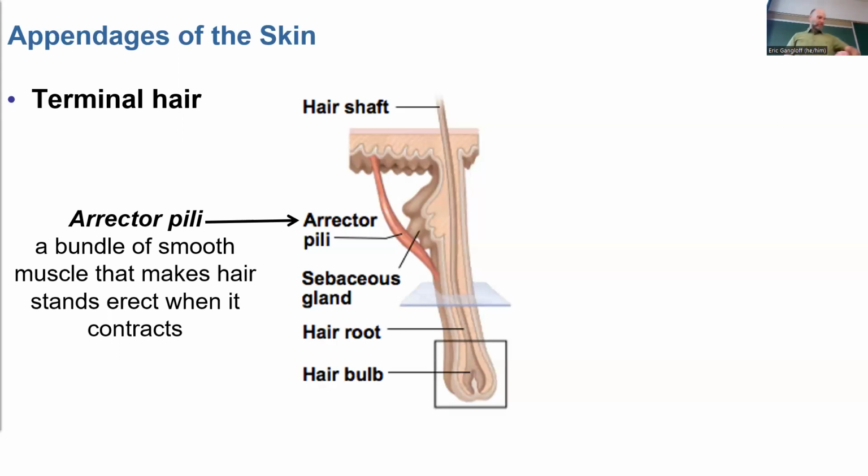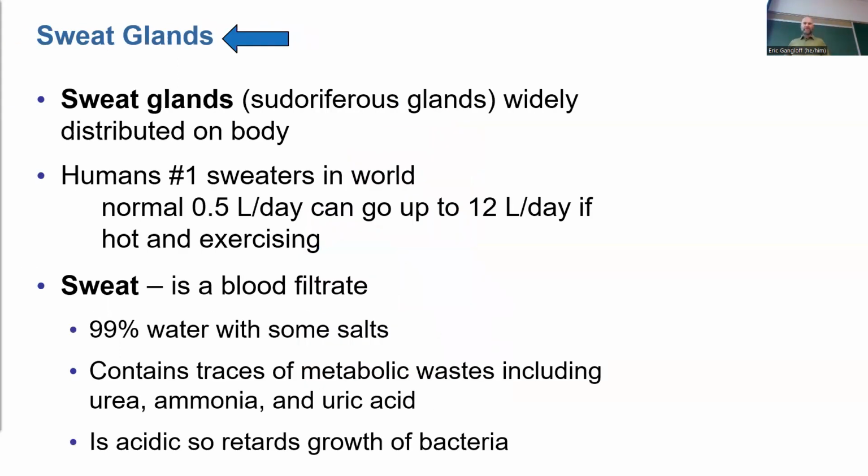Let's talk about sweat glands. What time do we have? Yeah, we can talk about sweat glands for a minute. Sweat glands are also known as sudoriferous glands, which is fun to say. They are all over your body, almost all parts of your skin, with some exceptions. For example, the palms of your hands don't have sweat glands.